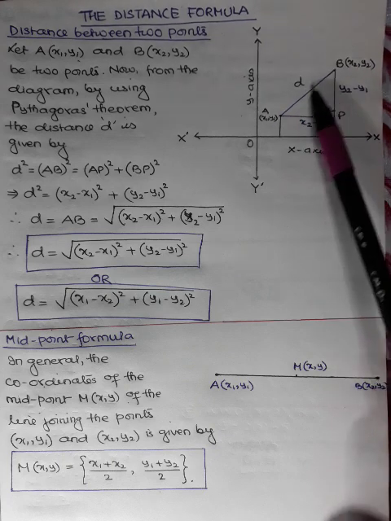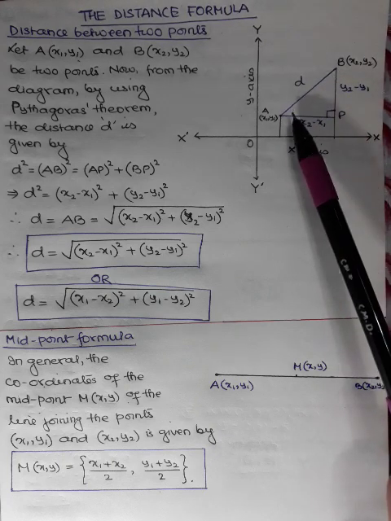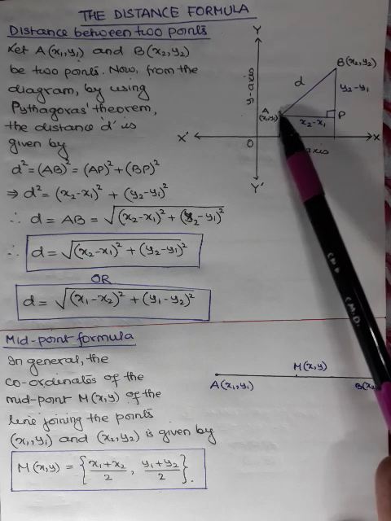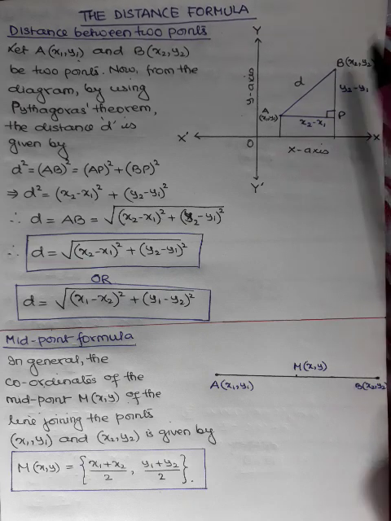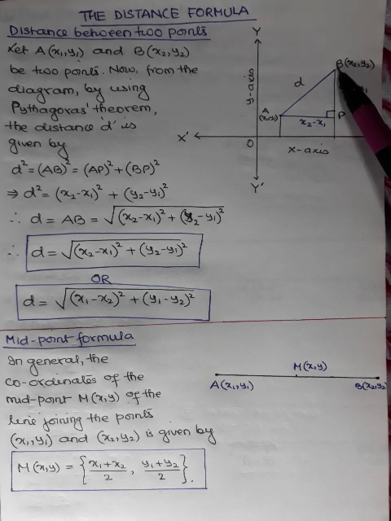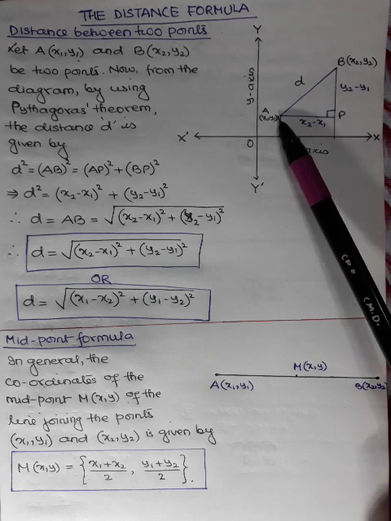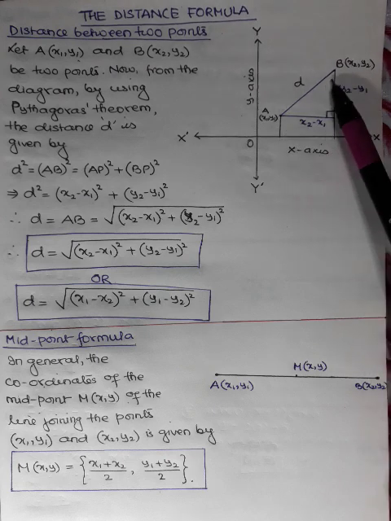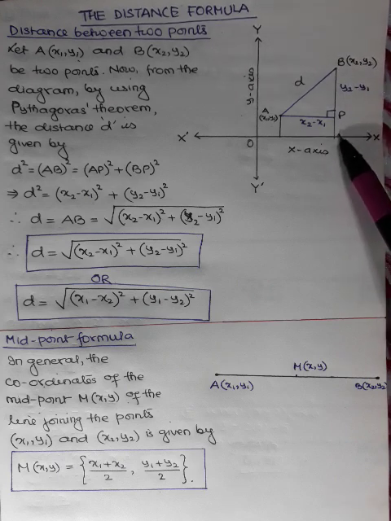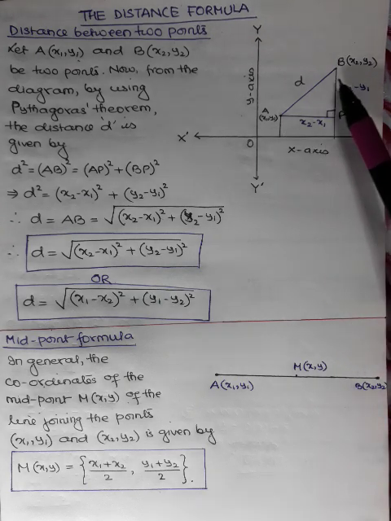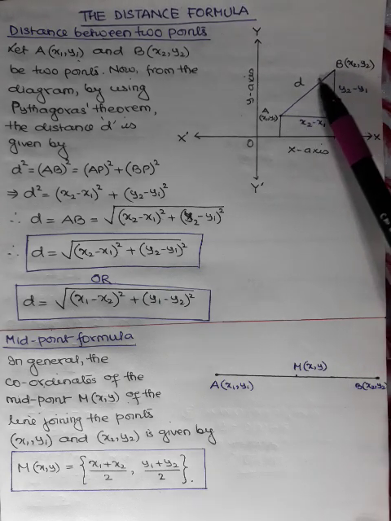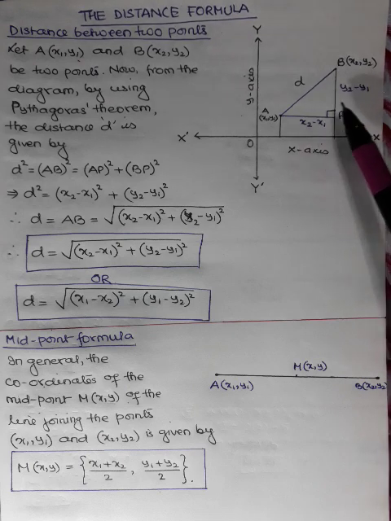So the distance between A and B will be how much? If you draw a line AB, AB is the distance which we are going to find. Now, if you drop a perpendicular from B on the x-axis, which we have drawn as BP, and draw AP along the x-axis, this will become a right angle triangle. In this right angle triangle, angle P is 90 degrees.